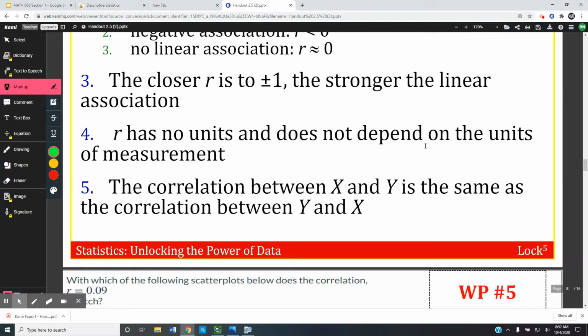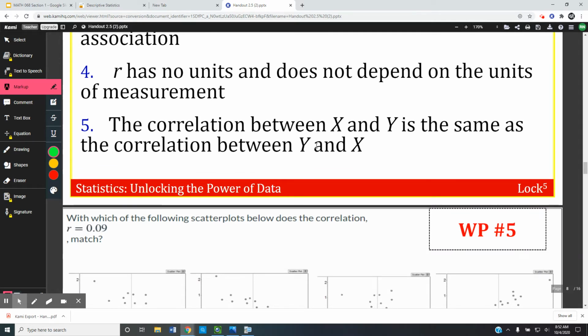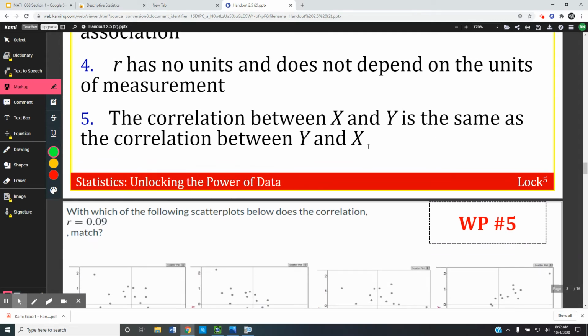R has no units and does not depend on the units of measurement. The correlation between X and Y is the same as the correlation between Y and X. You just saw me do that when I flipped them.